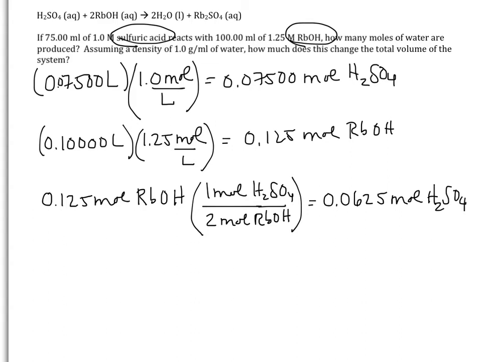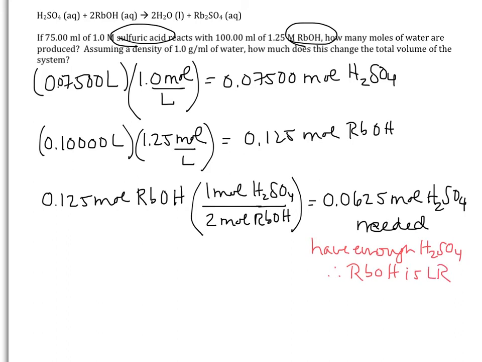This is the moles of H2SO4 that are needed if we want to react all of this rubidium hydroxide. Right? This is the moles we have. This is the moles that would be needed. Notice that we need fewer moles than what we have. So we have enough H2SO4. So if we have enough, then that's not the limiting reagent. So therefore, the rubidium hydroxide is the limiting reagent.